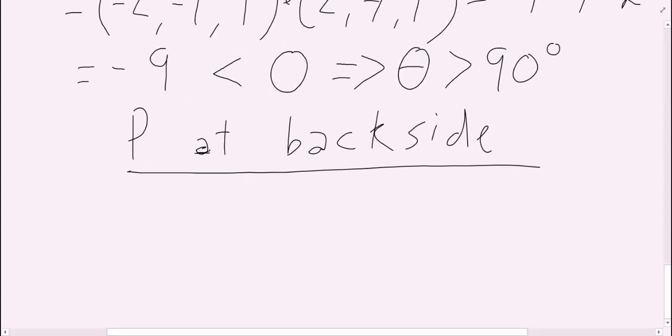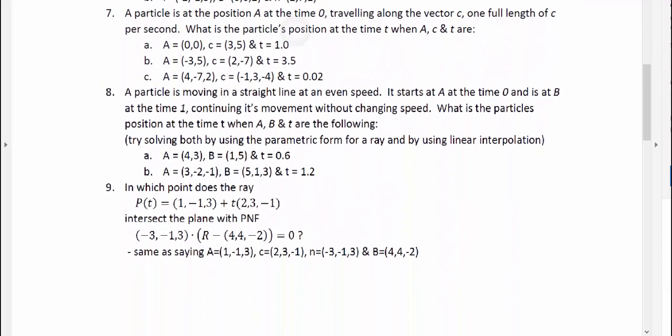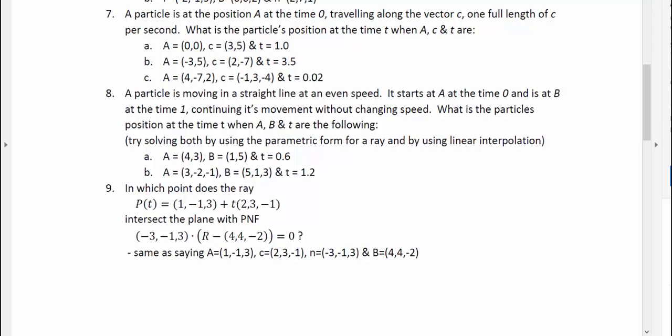See if we can get a little room for examples here. So we have number 7. The particle is at the position A at time 0, traveling along the vector c, 1 full length of c per second. What is the particle's position at the time t when A, c and t are the following?